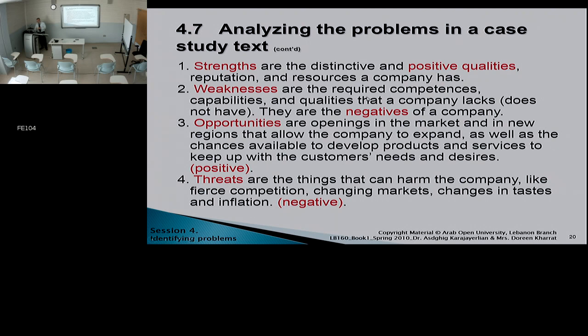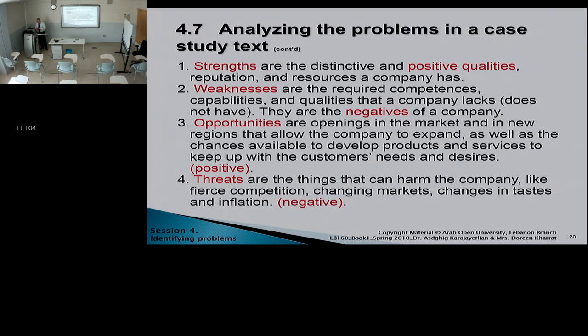Then we move to opportunities. Opportunities are the openings in the market and new regions that allow the company to expand in order to gain advantage over the competitors, to be better, as well as the chances. Opportunities are openings and chances that are available to develop products and services to keep up with the customer's needs and desires. They are positive.